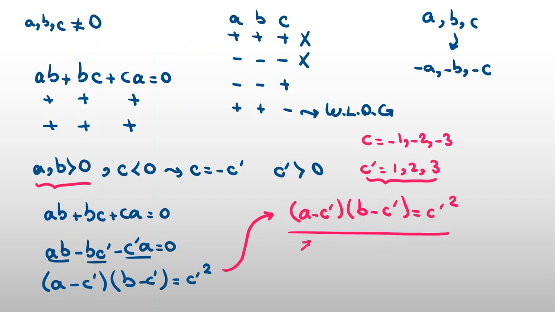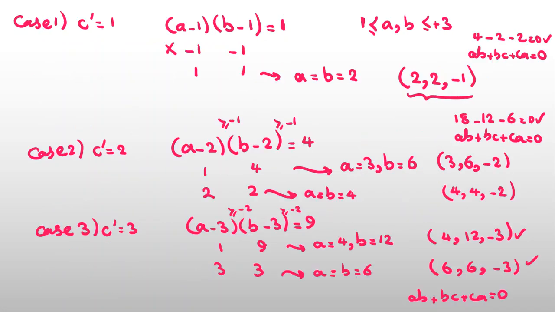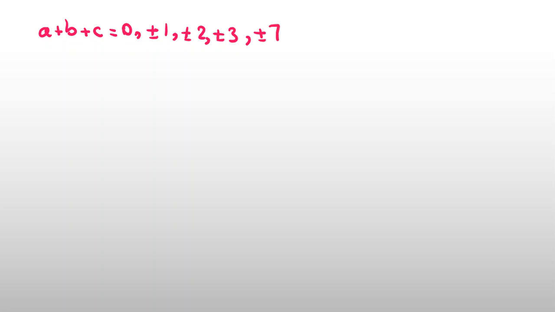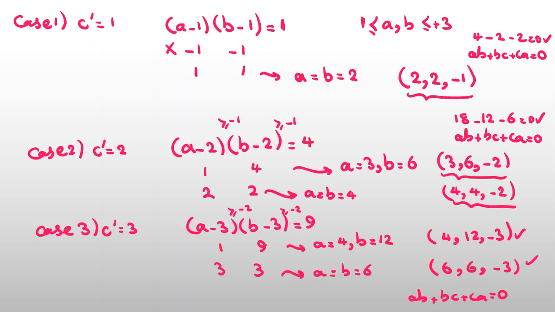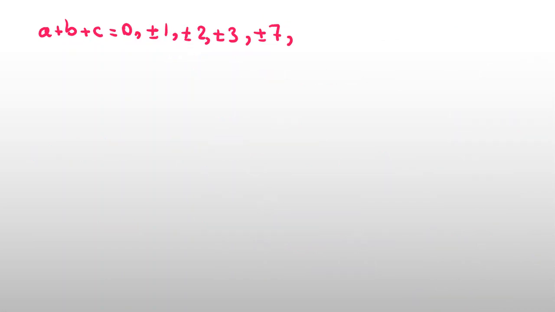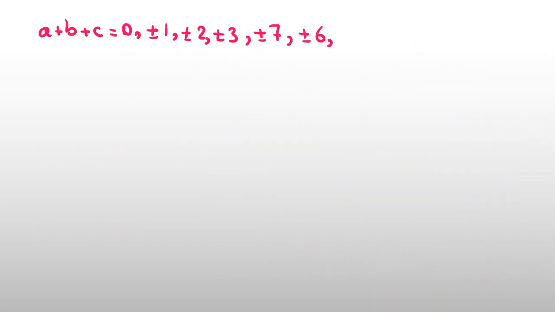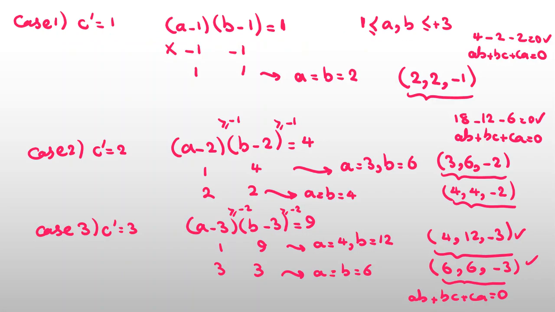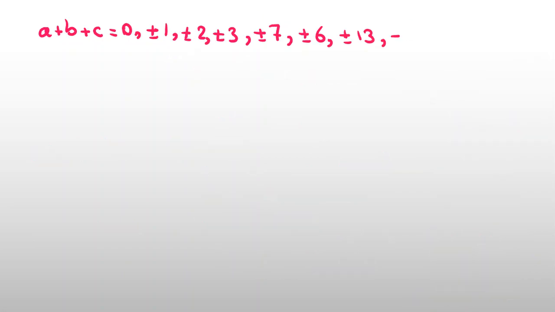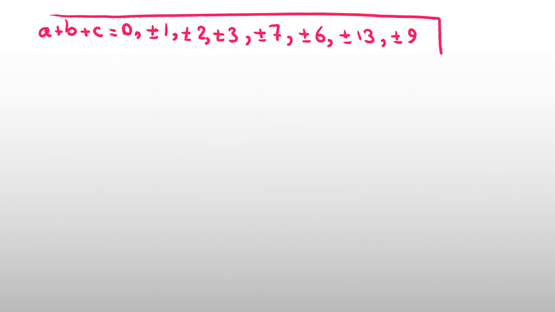Now, let's check this part. 2, 2, 1. It will be sum 3, plus minus 3 we've considered here. This part, 3 plus 6, 9 minus 2, 7. So here it will be plus minus 7. Now let's consider this. 4 plus 4, 8 minus 2, 6. So plus minus 6. This part, 4 plus 12, 16 minus 3, 13. Plus minus 13. And this part, 6 plus 6, 12 minus 3, 9. So plus minus 9. We found all the cases.